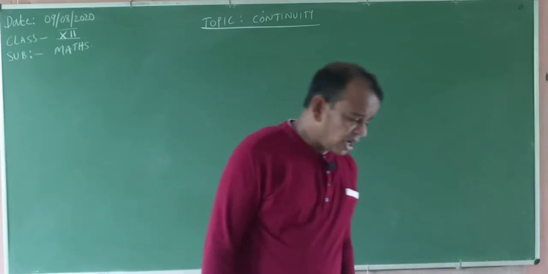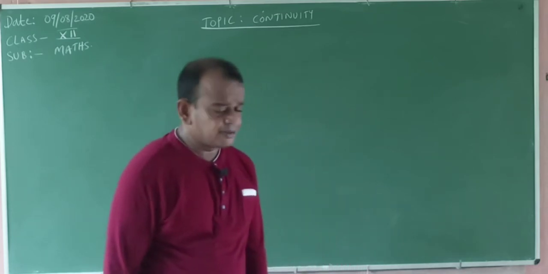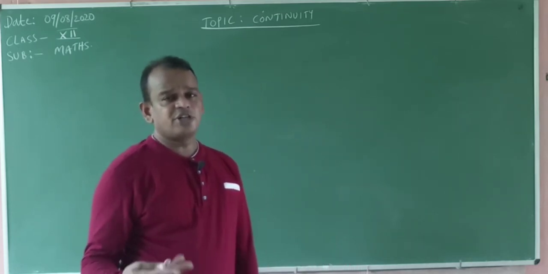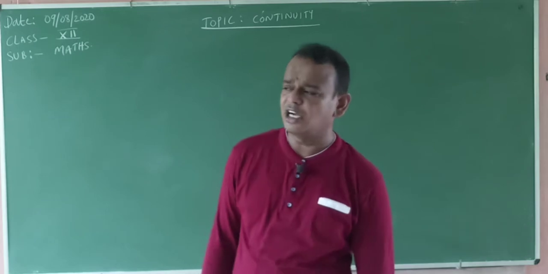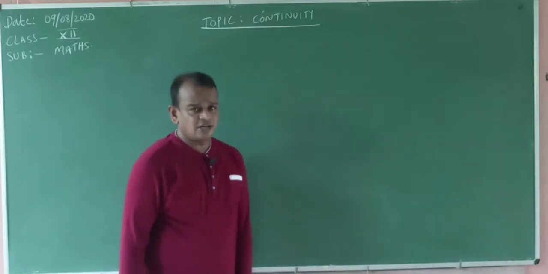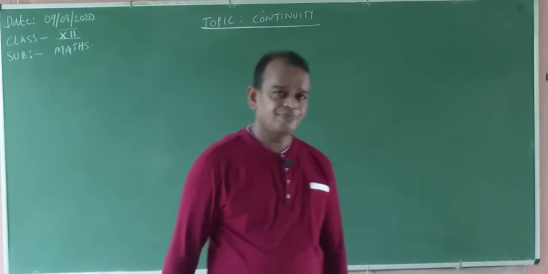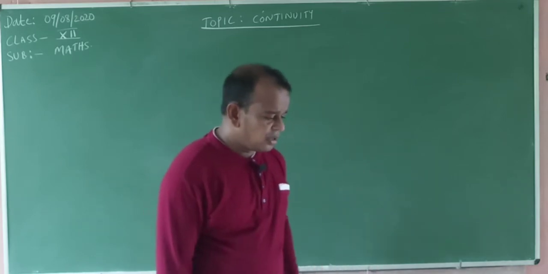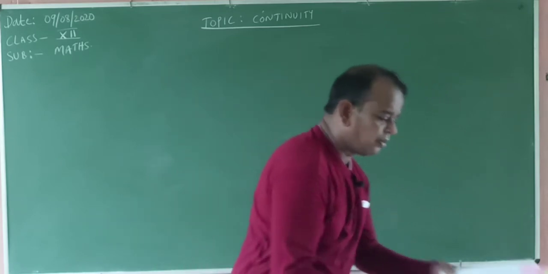Now, today I will discuss some more problems. If the function is continuous, then find the value of k. Continuous means LHL is equal to RHL is equal to the function value. Okay, understood.